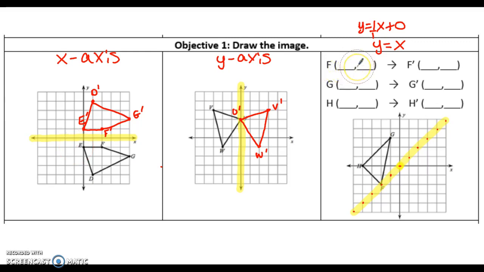So let's take a look at F and let's first find that ordered pair. It is -2, -2. G is -1, 3. And H is -4, 0. Now our rule for y equals x is to swap x and y. So when I have x and y swap places, this one remains -2, -2. G becomes 3, -1. And H becomes 0, -4.